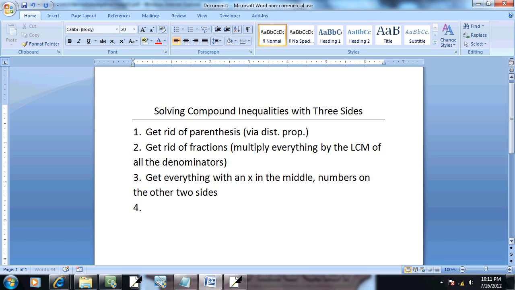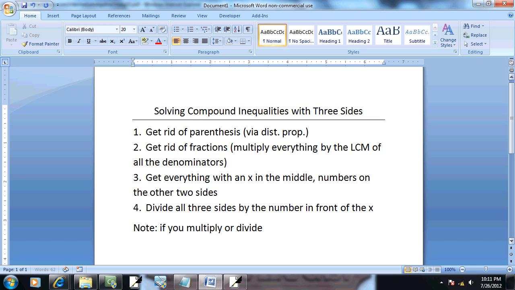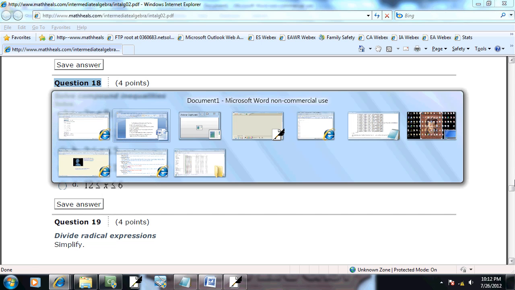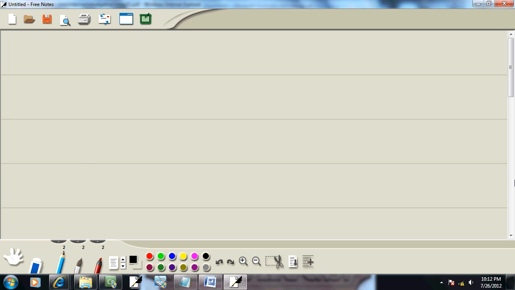Okay. Step 4. Divide all three sides by the number in front of the x. And we have a note at the bottom. It says if you multiply or divide all three sides by a negative number, flip the inequality symbol. Now that may require putting it back in the correct form, which we'll talk about at the very end of this problem. So I believe this one does flip the inequality symbols.